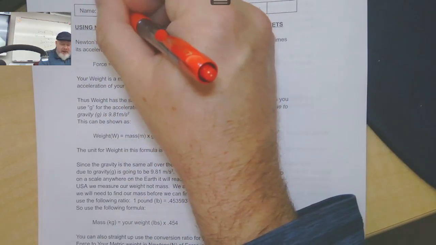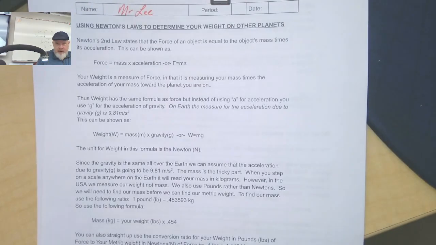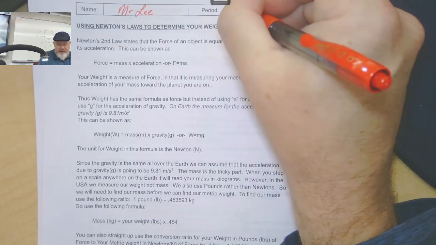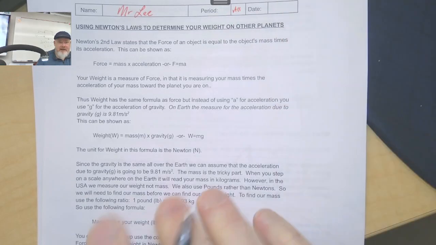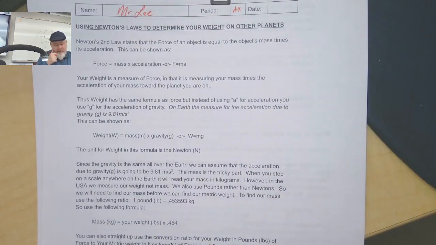It's going to be really important that you read through this, and I'm going to make sure I put my name on here. Then the period, so for me, that's all, and then the date. Then you're going to make sure you read through this because there's a lot of really good information in here that'll help guide you through it.